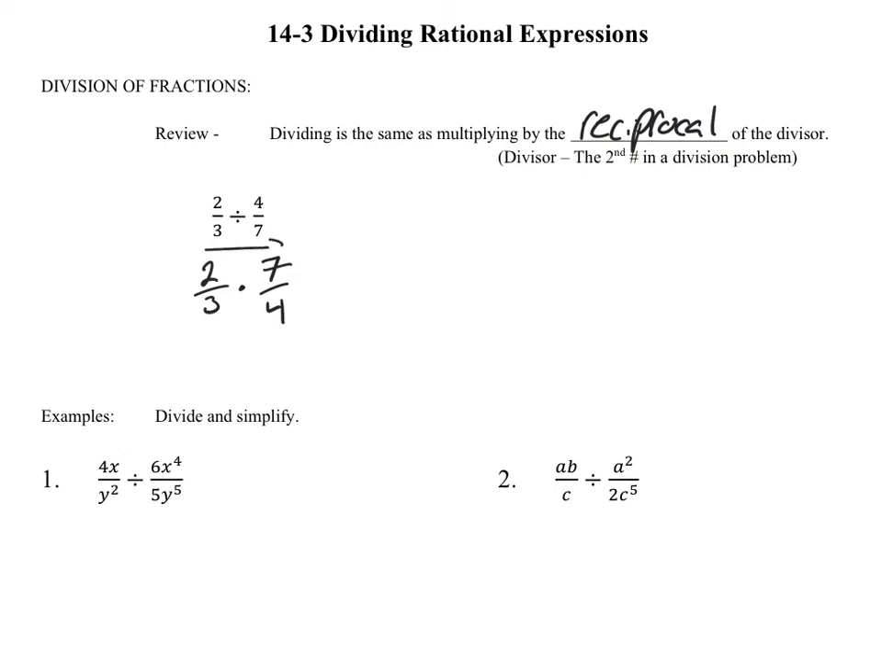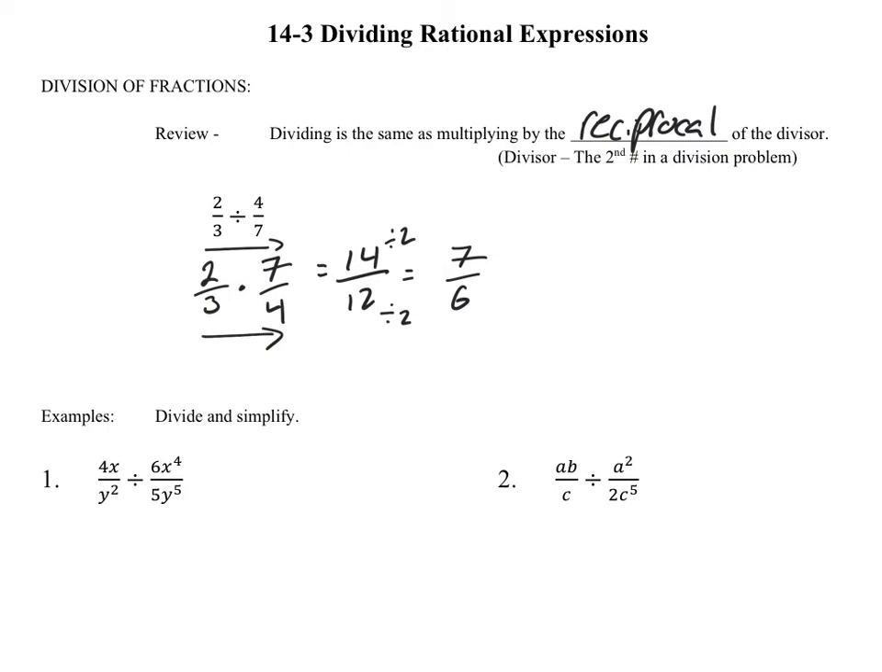So just go ahead and multiply straight across the top, straight across the bottom. We're going to get 14 over 12, and then we want to reduce from there. Both 14 and 12 are divisible by 2, and we end up with 7/6 as our final reduced answer.